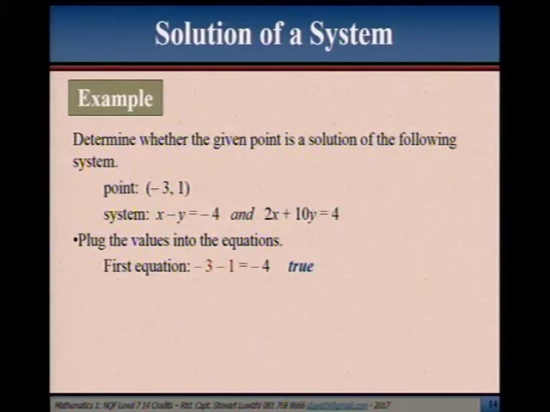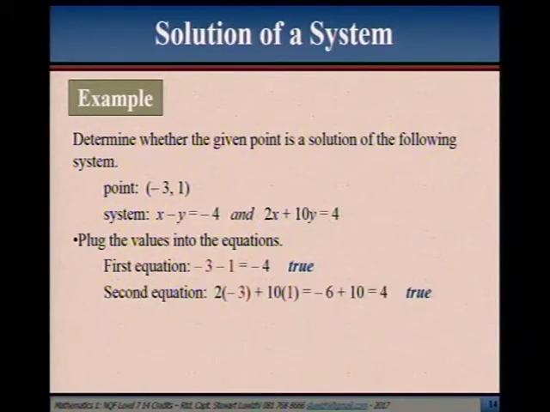Okay, so in the first one, we've said x equals minus 3. We have replaced the x by minus 3. The 1 goes where y is, so it becomes minus 3 minus 1. And if we look, you'll find it gives us the correct answer, which is minus 4.